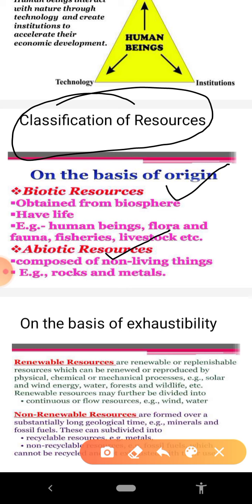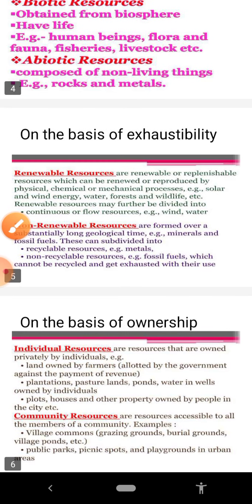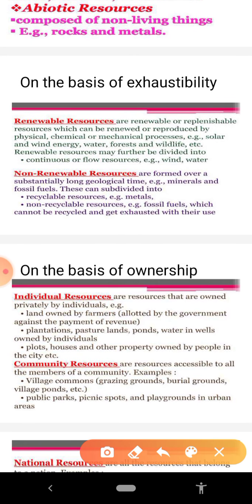After that, we will discuss classification of resources on the basis of exhaustibility. On the basis of exhaustibility, resources can be of two types, renewable resources and non-renewable resources. Renewable resources are the natural resources which can be used again and again or can be reproduced by physical, mechanical and chemical processes. We can take the example of solar energy, air, water, soil.